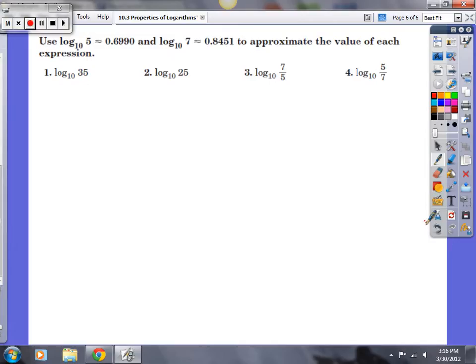Okay, number 3, log in base 10 of 7 divided by 5. That's kind of a freebie because they're using the 7 and the 5. All you do is use your quotient property, and you're going to go log in base 10 of 7, subtract log in base 10 of 5. So then you just substitute those decimals, subtract, and you have got it. So this should be it. You should be able to do the entire worksheet of 10.3, and we'll get ready to move on.